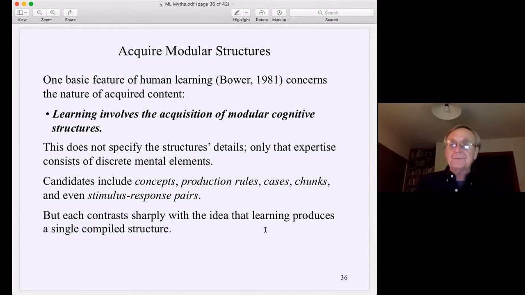There are different candidates for what these structures are. Some people say they're concepts. Some say they're production rules or cases or chunks. Or if you're a behaviorist, there are stimulus-response pairs. But even behaviorists would acknowledge there are these modular structures that are required. That is very different from saying that learning produces some single compiled structure, whether it's a deep neural net or a giant decision tree.